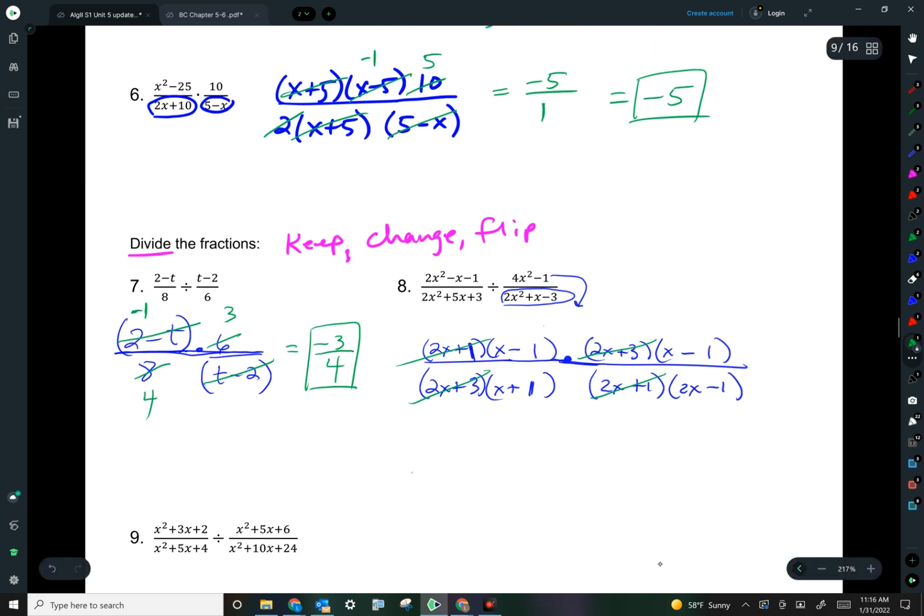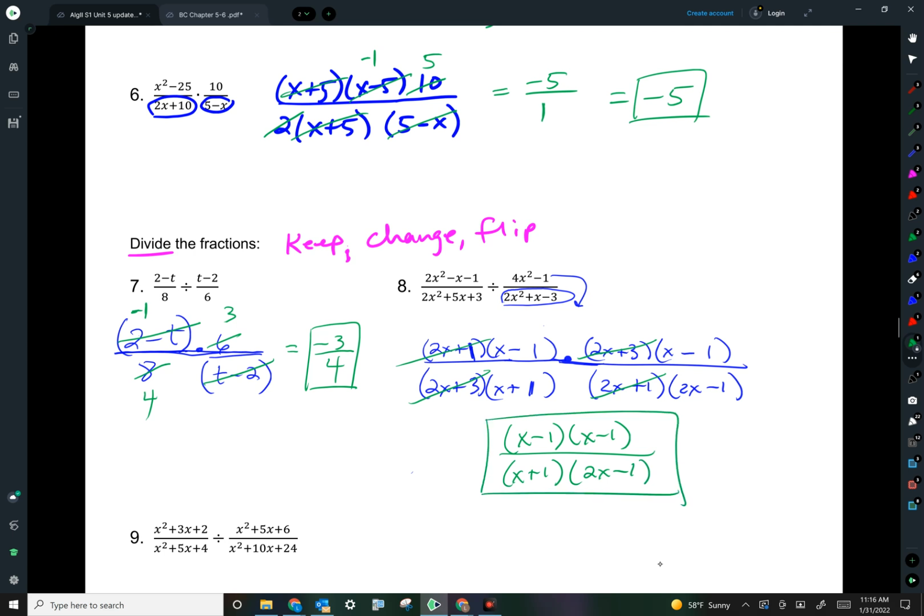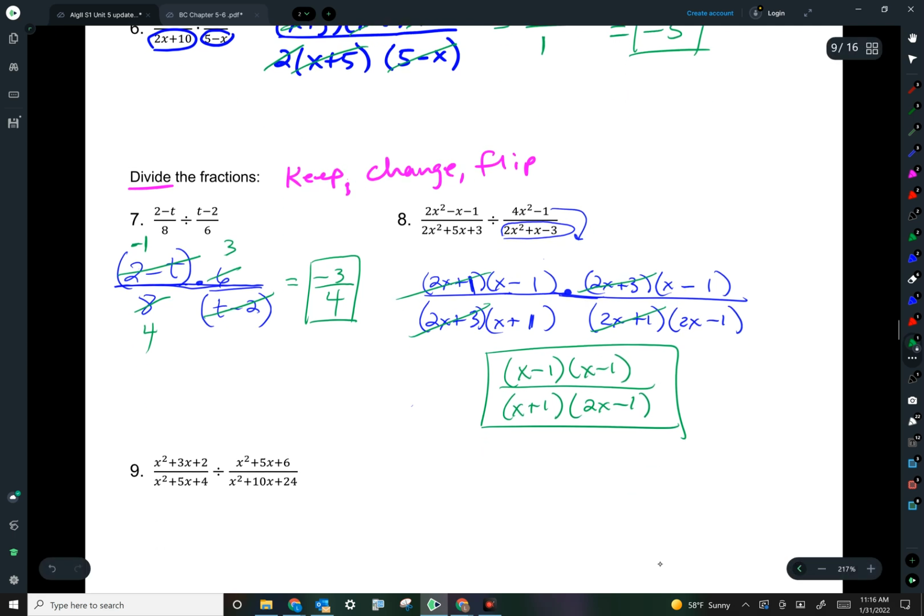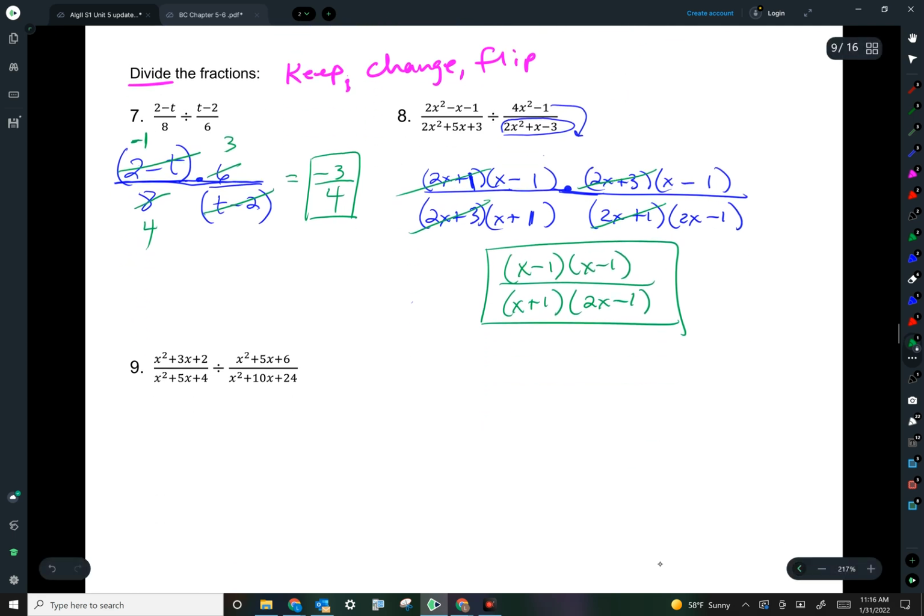So on top, I actually have 2 of the x minus 1s. I could have written x minus 1 quantity squared if I wanted to. And on bottom, I have x plus 1 and 2x minus 1. And there's no need to multiply that out. We like factored form. In fact, when we get to the next chapter, we're going to talk about how we would graph that if it's in factored form.